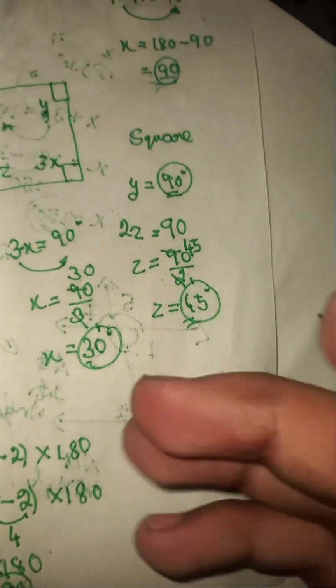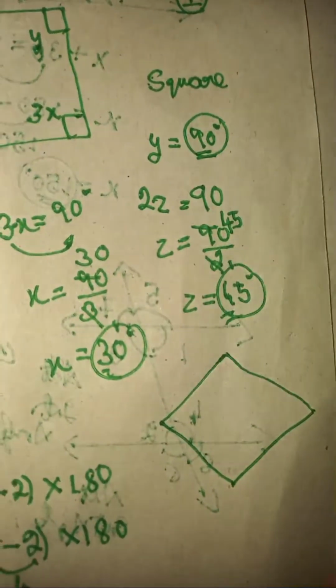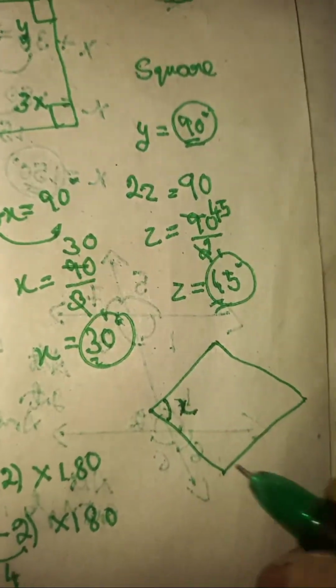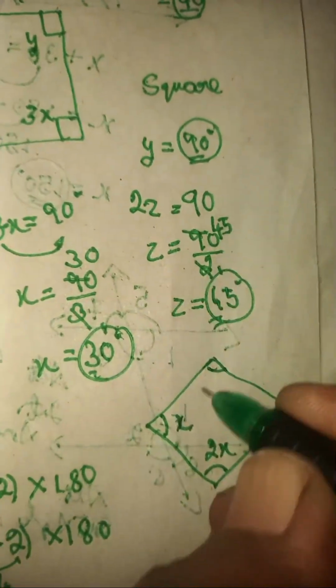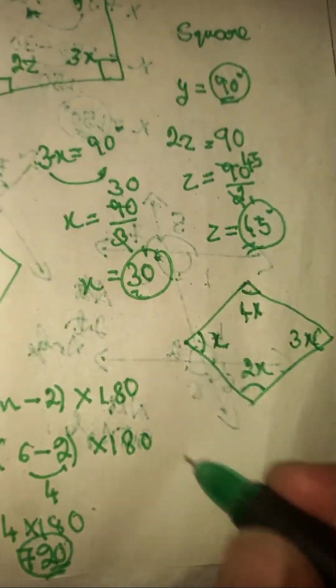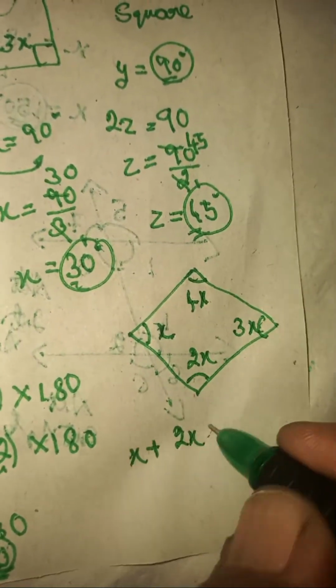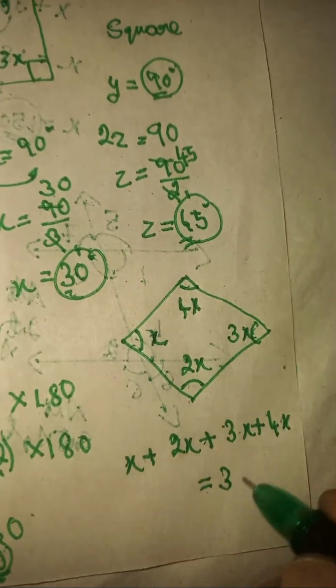Let's take one more figure. Here they have given a random quadrilateral, with this angle as x, this angle as 2x, this as 3x, and this as 4x. Now you can find its value by finding their sum: x plus 2x plus 3x plus 4x equals 360 degrees.